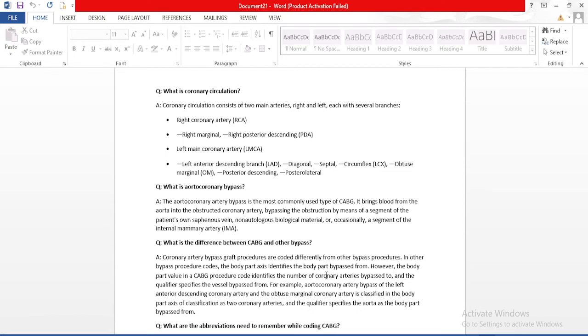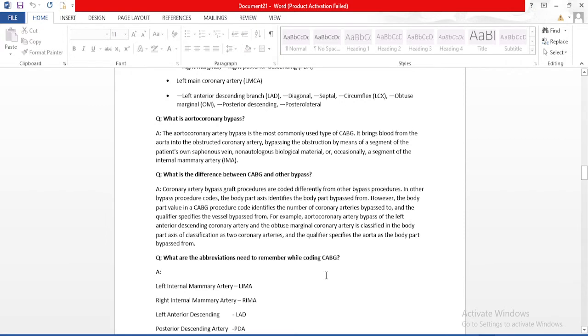Next one, the left coronary artery also divides into a few branches. Here, the left main coronary artery, usually we call it LMCA. The left main coronary artery divides into the left anterior descending branch, LAD, diagonal, septal, and circumflex. Usually we call it the left circumflex artery, obtuse marginal. Usually we call it OM. Posterior descending, posterior lateral.